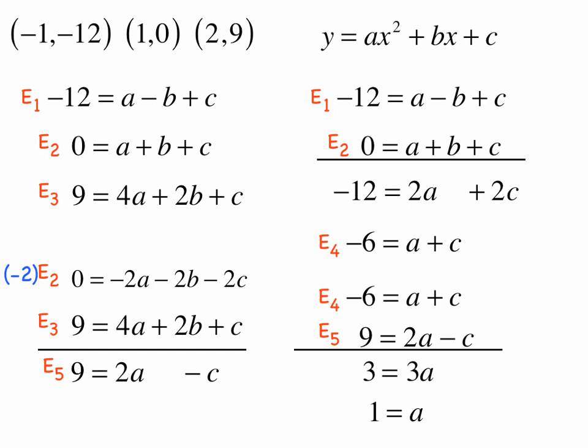I'm not going to show you the rest. I think it's pretty easy. You have a equals 1. You can plug it into either equation 4 or equation 5. If you plug it into equation 4, you'll have -6 equals 1 plus c, so c has to equal -7. Then you'll have two answers. Then you plug a equals 1 and c equals -7 into equation 1, 2, and 3 to solve for b.